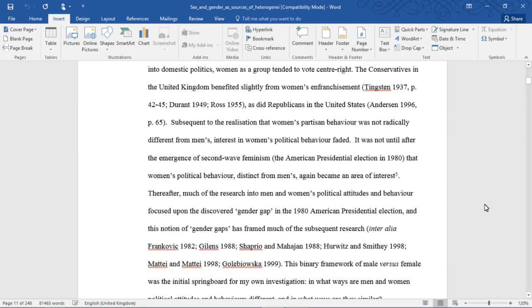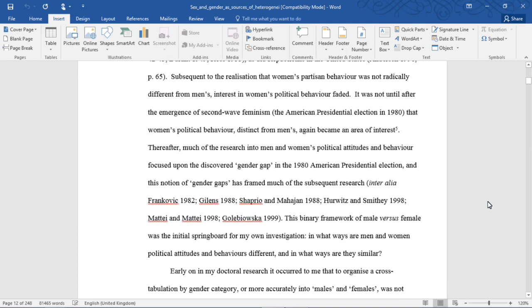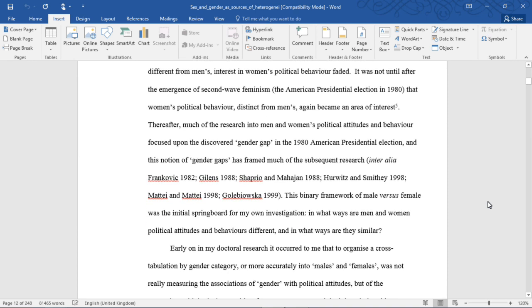Subsequent to the realization that women's partisan behavior was not radically different from men's, interest in women's political behavior faded. It was not until after the emergence of second-wave feminism, in particular the American presidential elections in 1980, that women's political behavior, distinct from men's, again became an area of interest. Thereafter, much of the research into men and women's political attitudes and behaviors focused upon the discovered gender gap in the 1980 American presidential election, and this notion of gender gaps has framed much of the subsequent research.